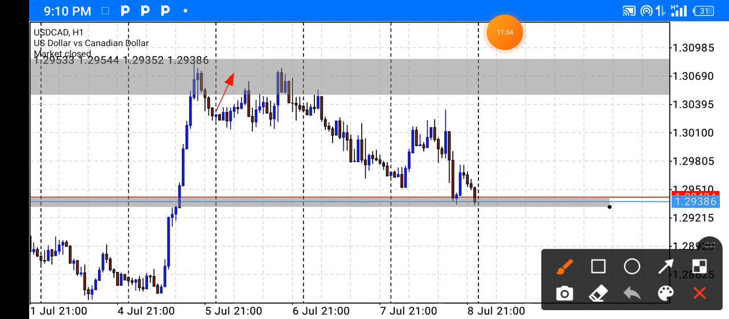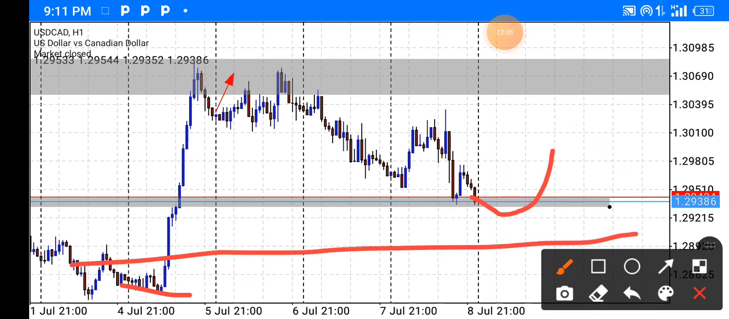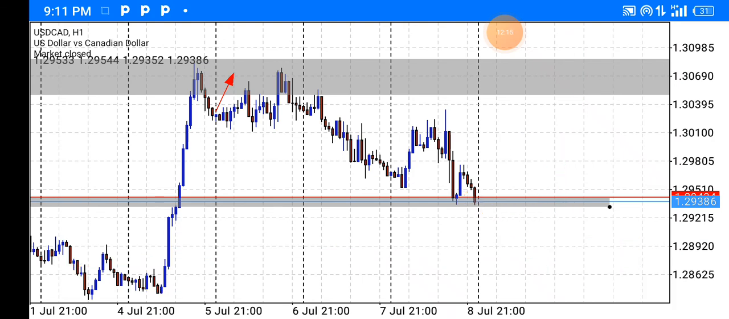I want this to be a rejection. I want this to retest here. Possibly, if it can retest this particular zone and rally upward, that's what I'm expecting this week on the USD card. So I'm expecting to buy it.